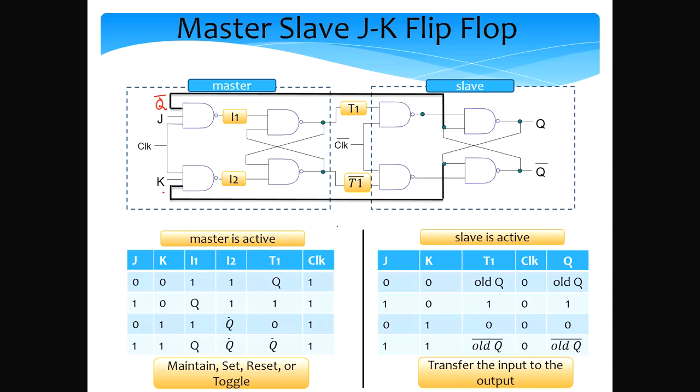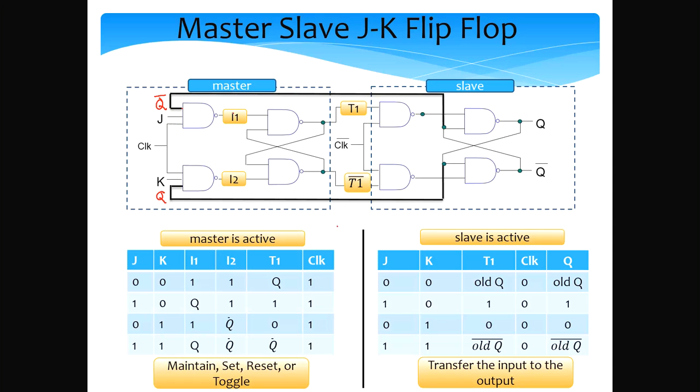The value of Q is coming in, which is Q itself. So that is the only difference. The only difference is that this is exactly the same as a master slave SR flip-flop, the only difference being that the first two NAND gates actually take three inputs.